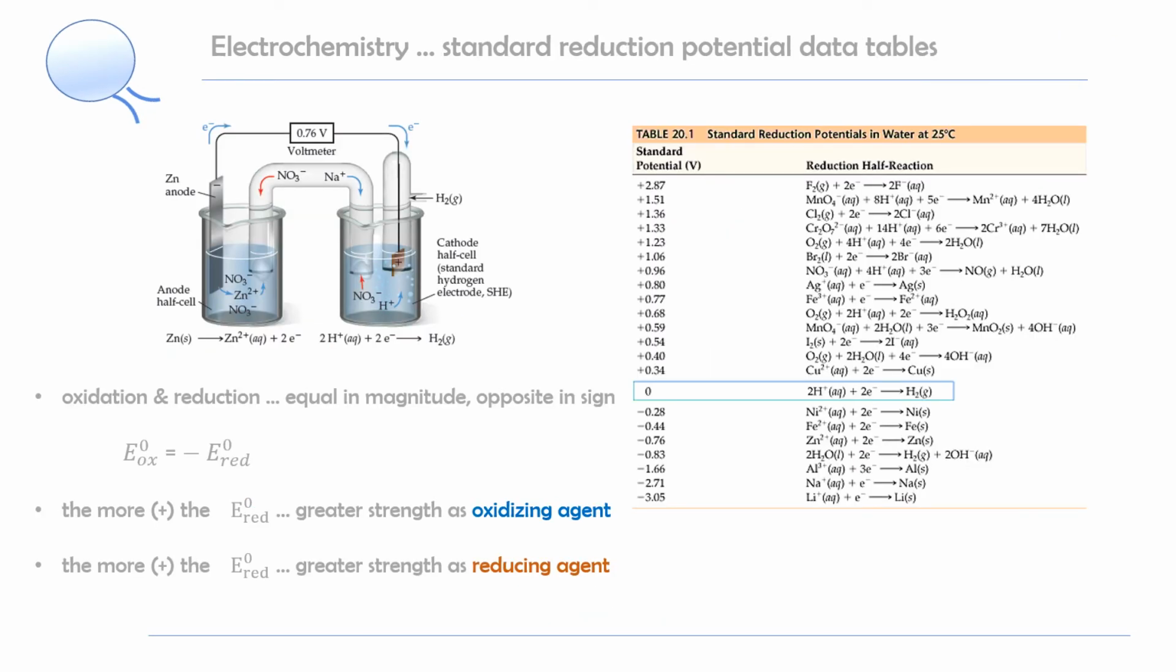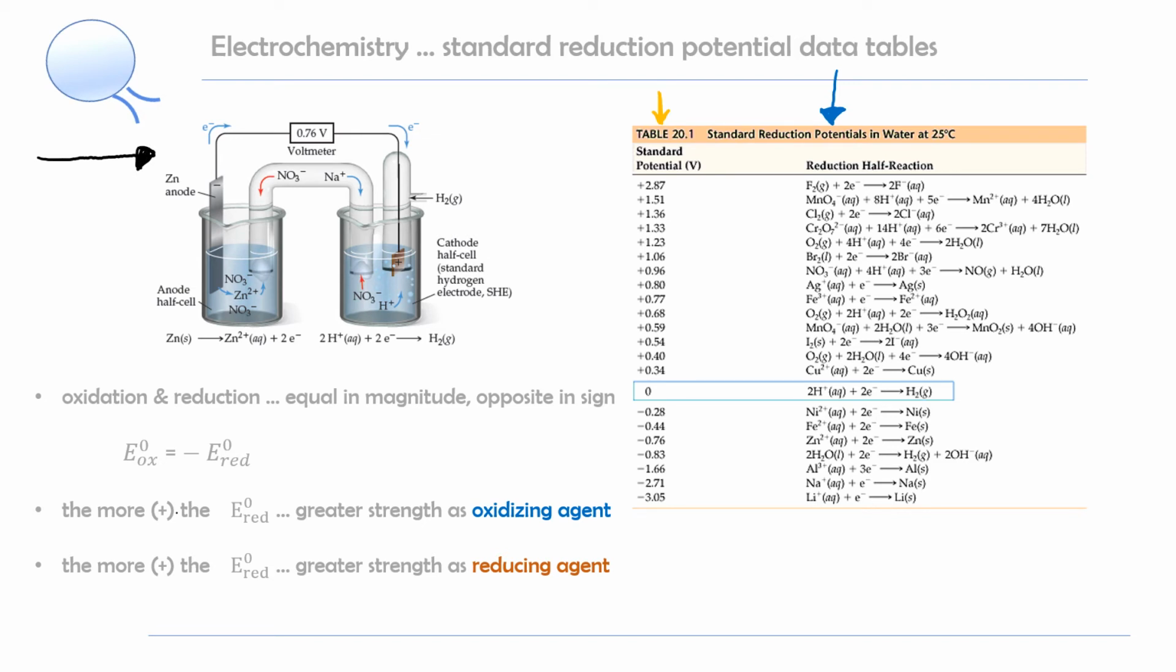In this slide, we look at the standard reduction potential data tables. Very conveniently, we can go to these data tables and look up the reduction potential for any half reaction. You will see over here on the left are the potential values, and over here on the right are the half reactions.